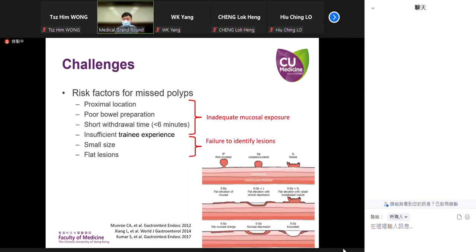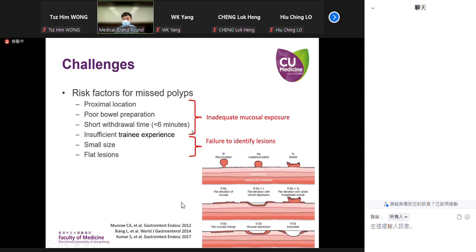And some previous studies have identified risk factors for missed polyps. This can be due to inadequate mucosal exposure, for example in the proximal colon, because the control of the scope will be more difficult in the proximal location. And another reason would be poor bowel preparation, which is very understandable because if the stool obscures the mucosa, then there is no way that you can see that area very clearly. And another reason for missed polyps is short withdrawal time.